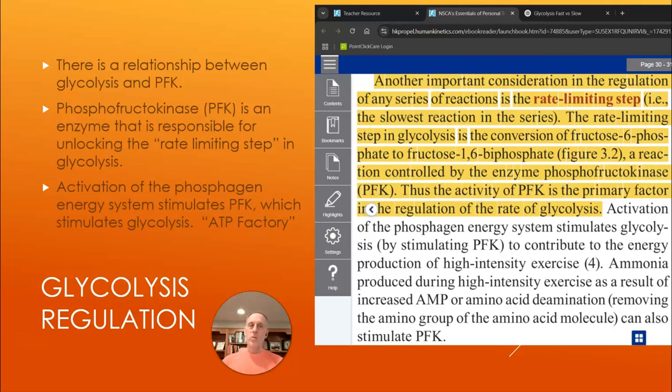But you just have to understand there's a relationship between phosphofructokinase, the -ase ending again being one of those enzymes that allows a process to happen, in this case allows glycolysis to happen. It's something that enables a process to happen.